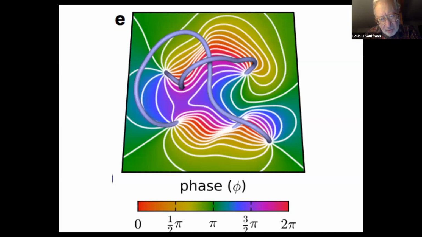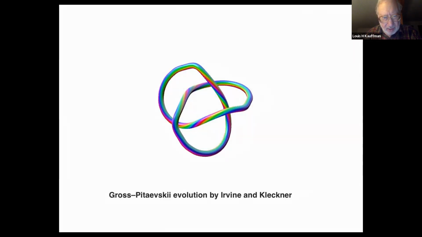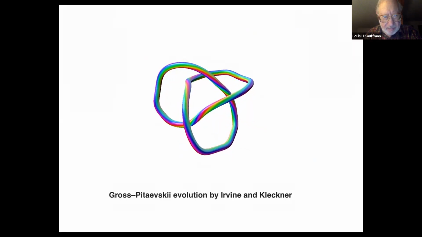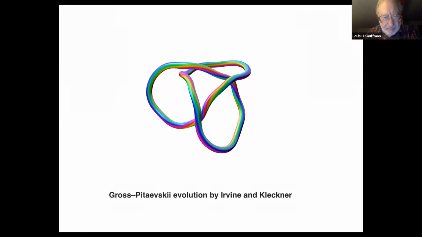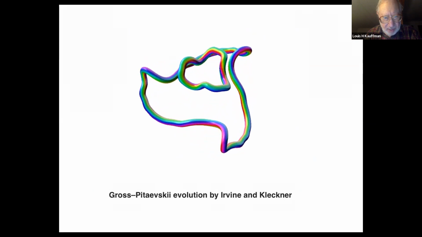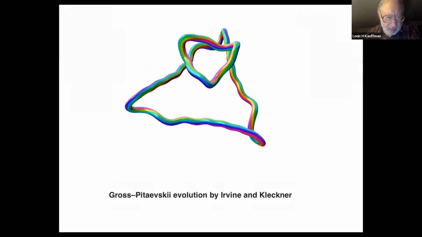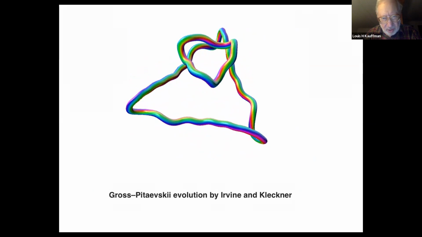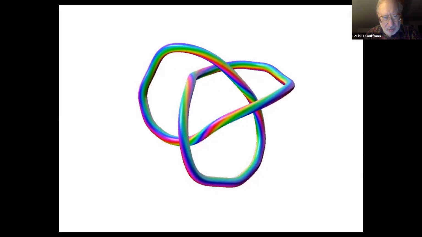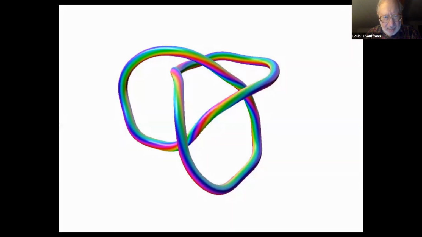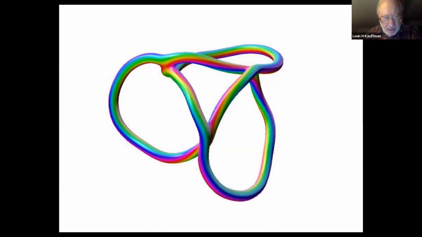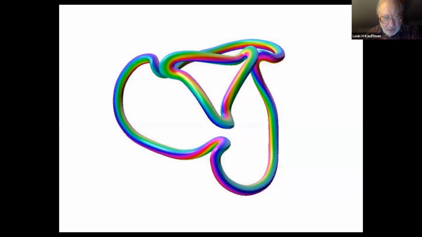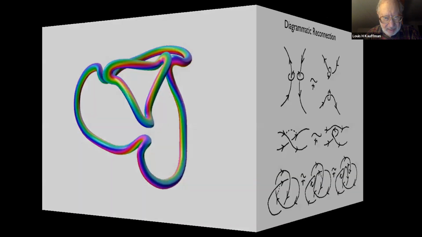And you can do computer experiments with these things like this one. And there you see the reconnection happening, in this case simultaneously at all three crossings. So you started with a trefoil knot and it came near itself and underwent the reconnection like that.